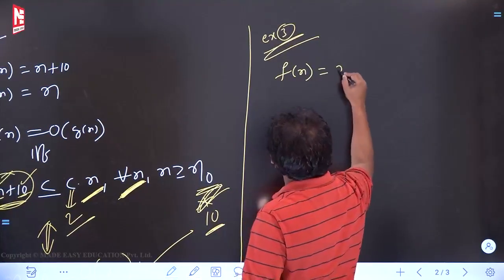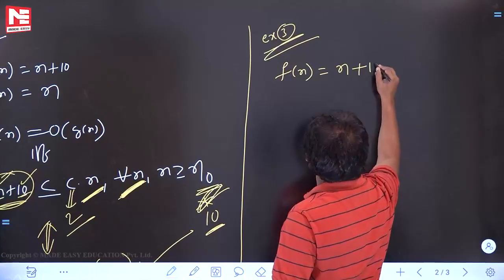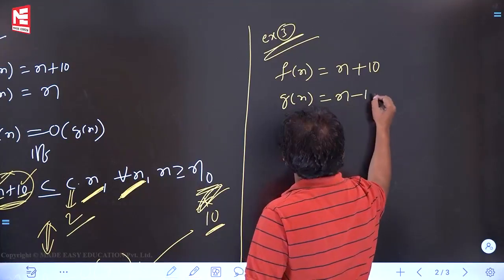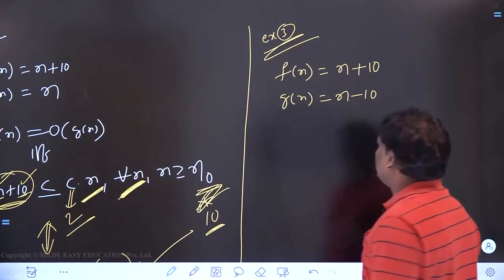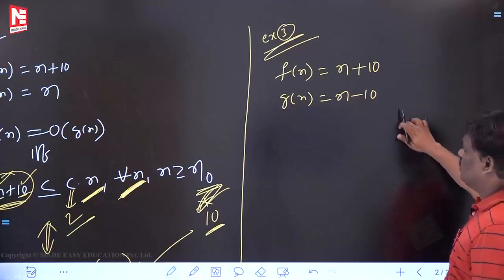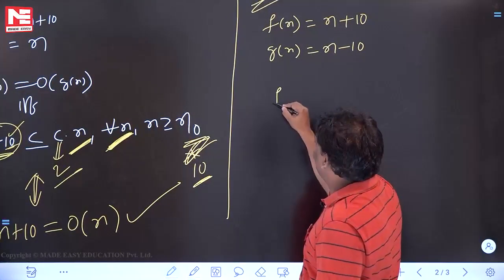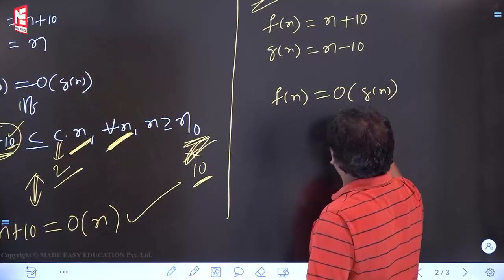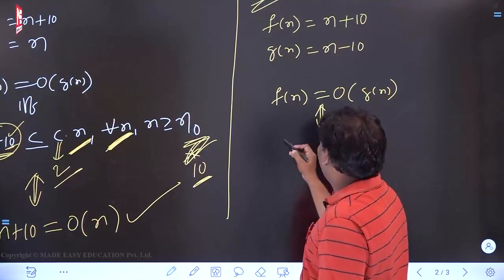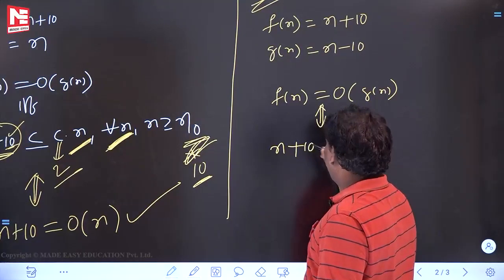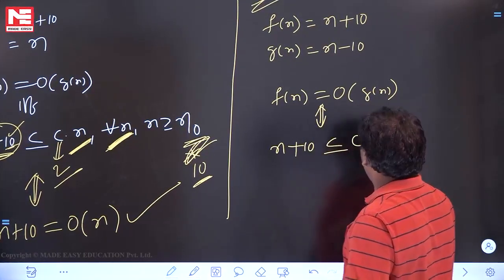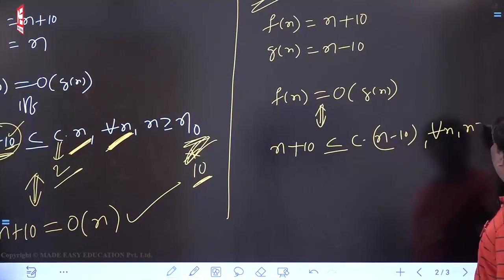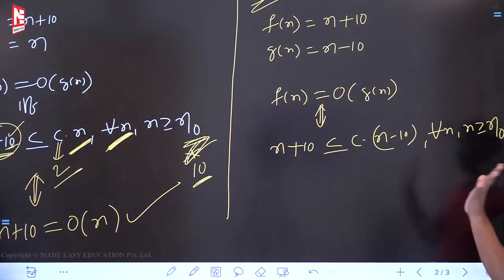F of n is equal to n plus 10. G of n is equal to n minus 10. Now I want to prove that F of n is big O of G of n. If you want to prove this, what condition do you have to satisfy? n plus 10 is less than or equal to some C into n minus 10, for all n where n is greater than or equal to n0. This condition should be satisfied.